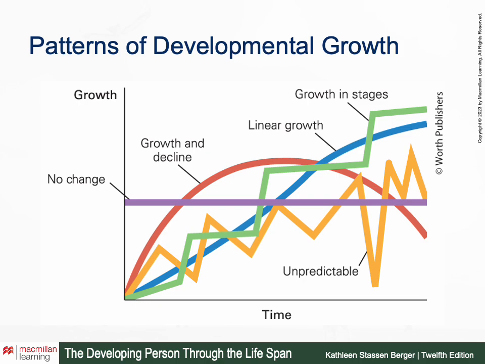Here's a graph that just shows patterns of developmental growth. And as you can see, there's a lot of different ways that developmental growth can occur, with growth and decline, linear growth, and growth in multiple stages, as well as just unpredictable growth and change.